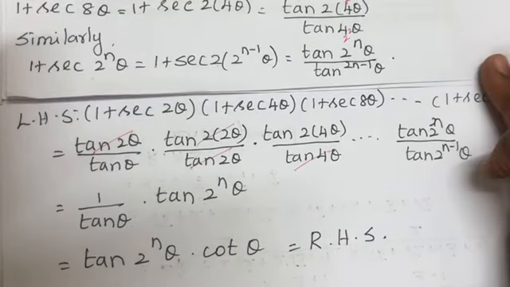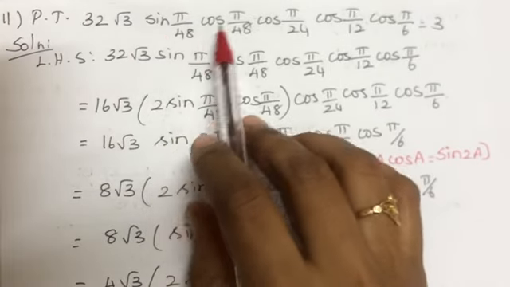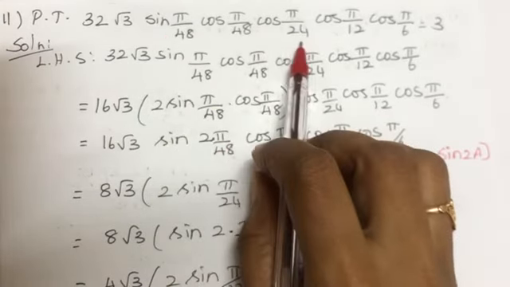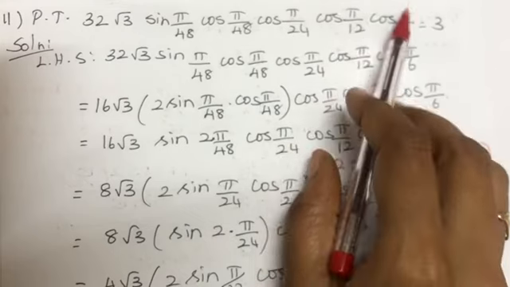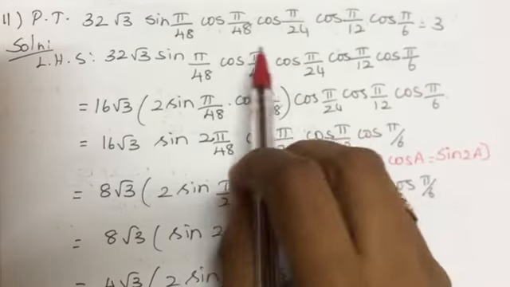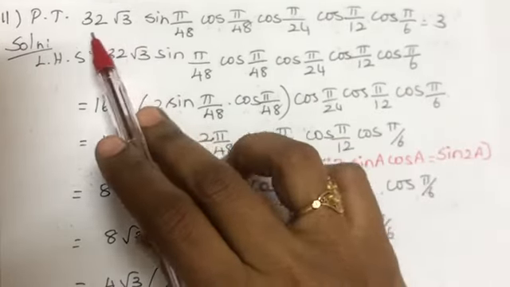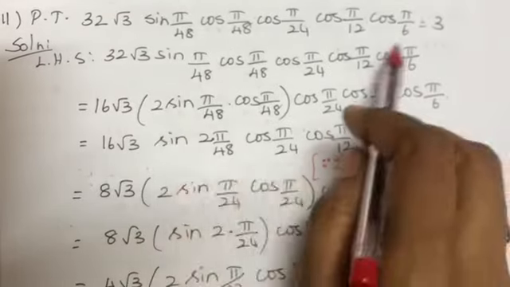11th one, prove that 32 root 3 sin pi by 48 cos pi by 48, cos pi by 24, cos pi by 12, cos pi by 6 is equal to 3. Let's take the left hand side. 32 root 3 sin, okay, the whole expression.